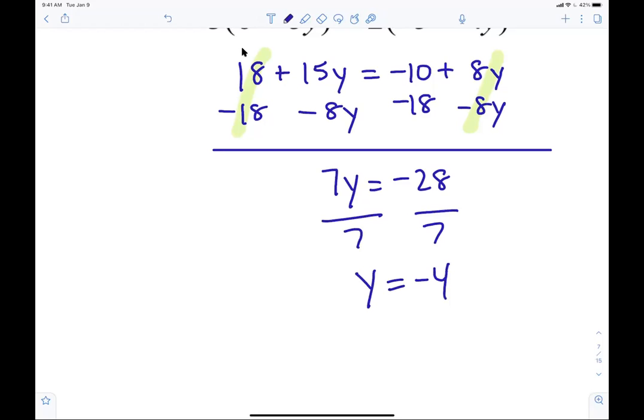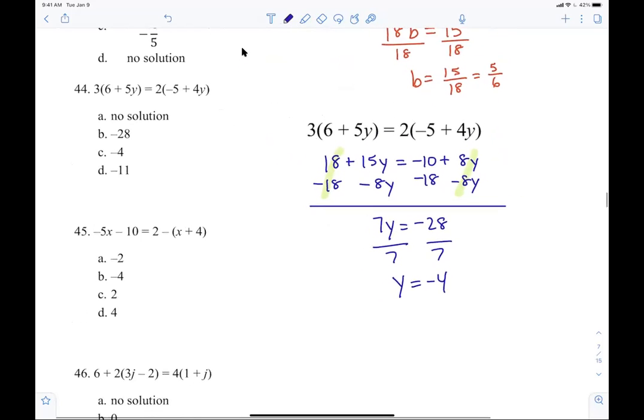Better? All right, so I'm happy with that. All right, here we go. A little bit harder now.